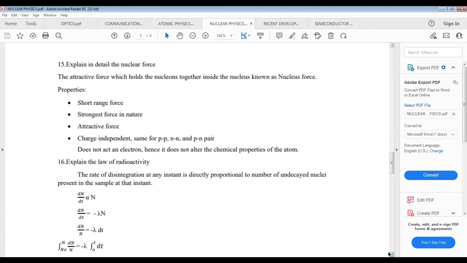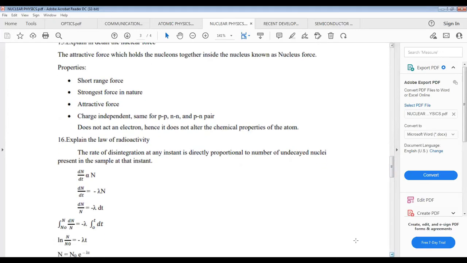Then explain the law of radioactivity, dN/dt. The rate of disintegration is directly proportional to the number of atoms. dN/dt is directly proportional to N. This proportionality sign is removed by introducing a constant: dN/dt = -λN. What is this minus? Minus indicates as time increases, the number of atoms decreases. So arranging this equation, dN/N = -λ dt, integrating. In order to integrate, you must have the limits. The lower limit is N0 and the upper limit is N. Initially, you have N0 number of atoms. Finally, it is N number of atoms.